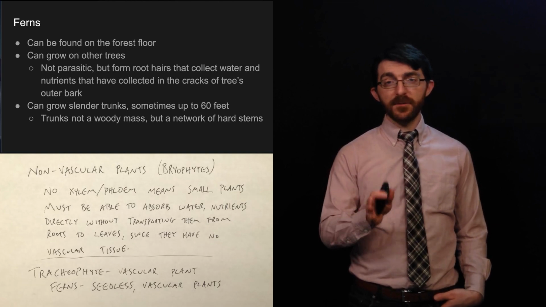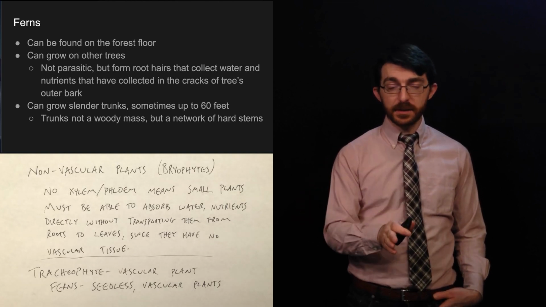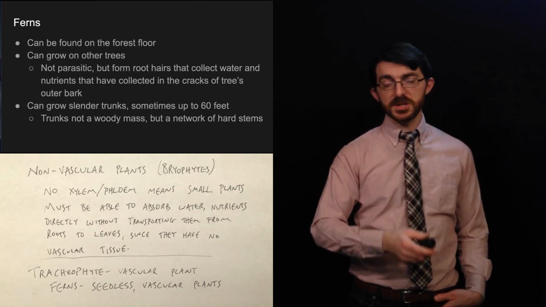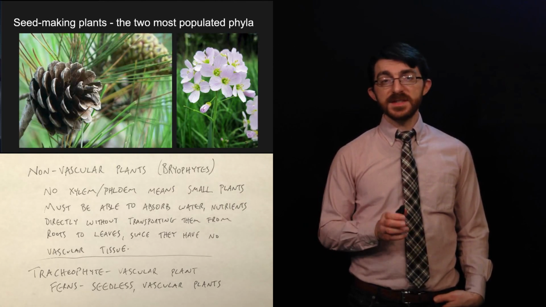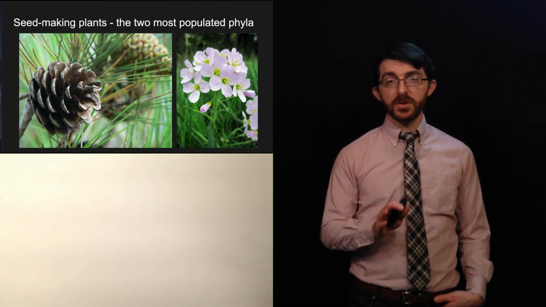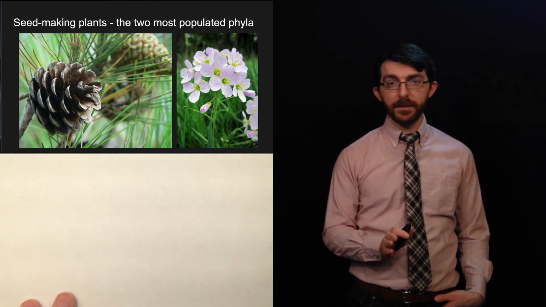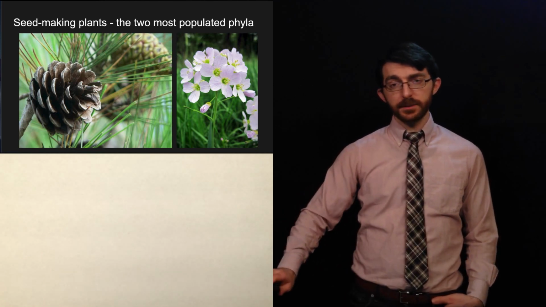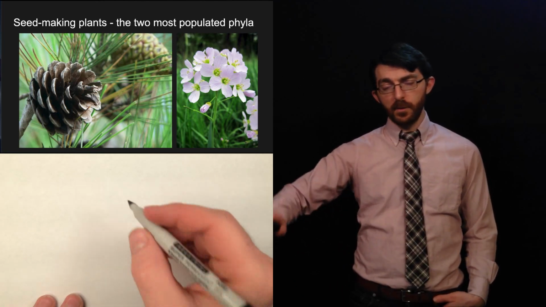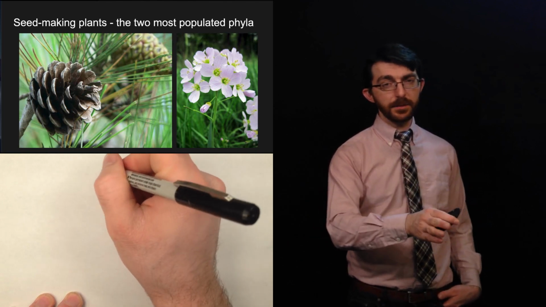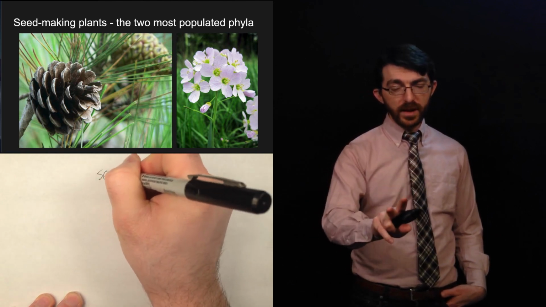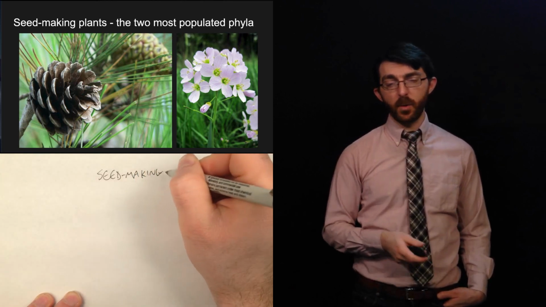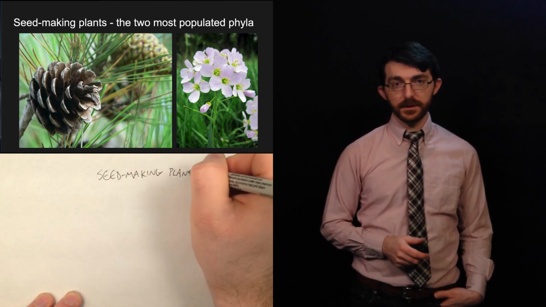So tracheophyta would refer to any vascular plant. There are some that are seedless, such as ferns. The seed-making plants, they are the 2 most populated phyla. So we've gotten the non-vascular plants out of the way. Then we've got the seedless vascular plants. The 2 that contain the most species are the seed-making plants. And of course, they are all vascular.